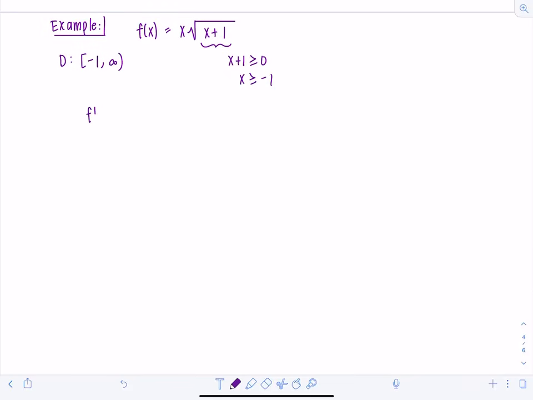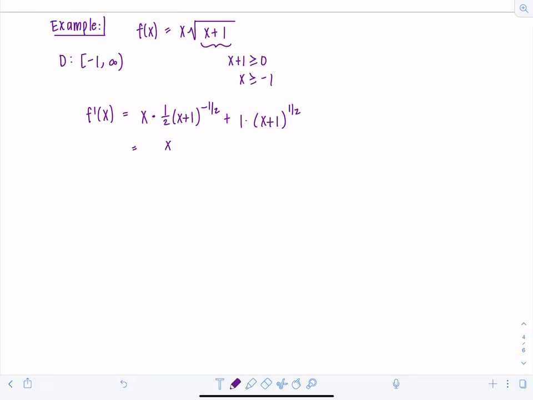So f prime of x is going to equal, now I need to use the product rule here. So I'm going to leave x alone and then take the derivative of the square root of x plus 1. So that's going to be 1/2 (x plus 1) to the negative 1/2, plus the derivative of x, which is 1, times (x plus 1) to the 1/2. Leave it alone. Okay, now I'm going to rewrite everything using radicals.